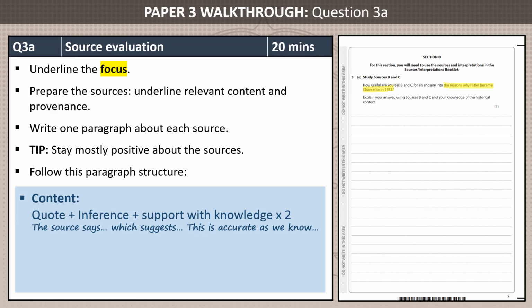When you've done that, you can start to write about the provenance of the source. Try to explain a positive feature and then a limiting feature. Finish the paragraph with a judgment. How useful is the source overall? And summarise your main reason why.